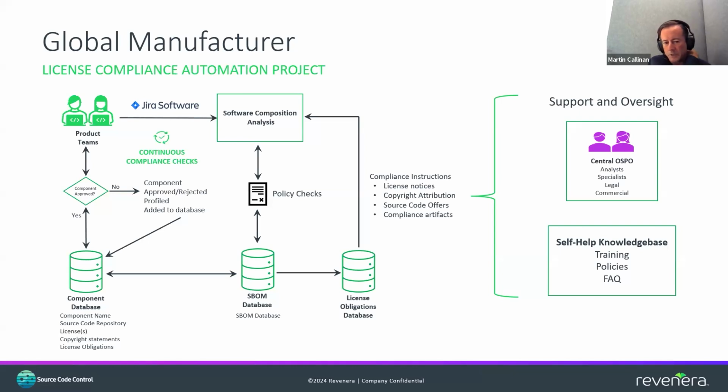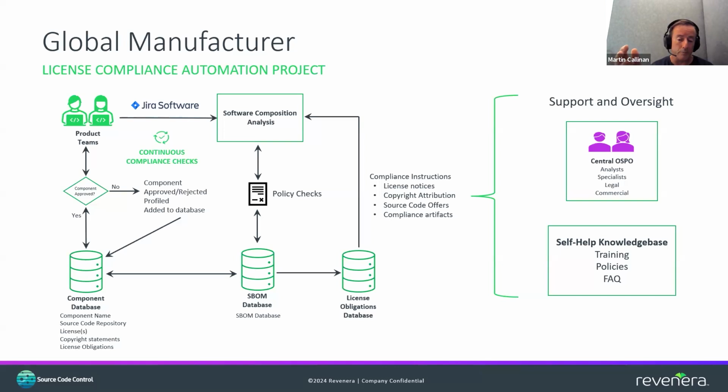Now, when they started, they had very little automation. They did start actually with an SCA tool and developers scanning code, and that just created a lot of traffic in questions about licenses. So what's the obligation of this license? Can I use this license in my code? And that caused a backlog with people trying to address that in the OSPO.